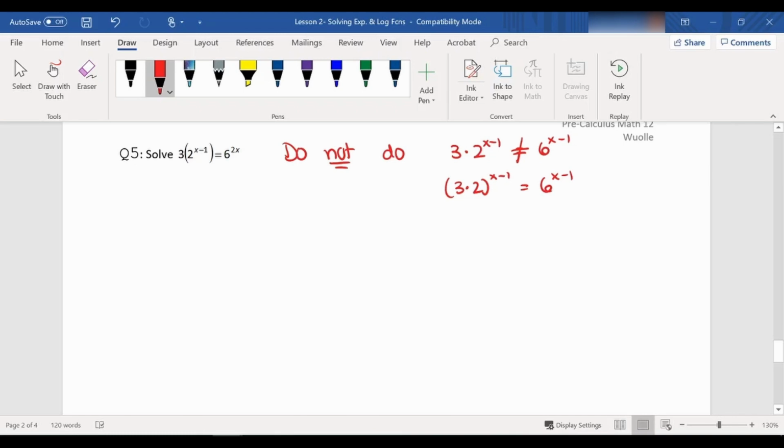So we cannot apply that exponent to the 3 and the 2, all right? There is no way we can make these have the same bases because on the left-hand side already there are two separate bases. There's a 3 and there is a 2. So we cannot make the same bases. So our first step is log both sides.